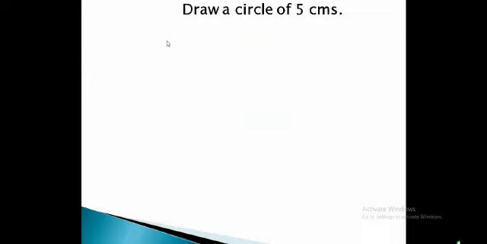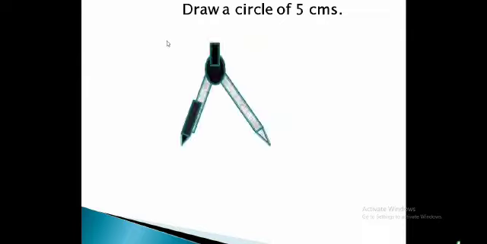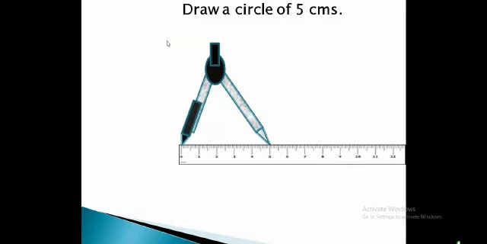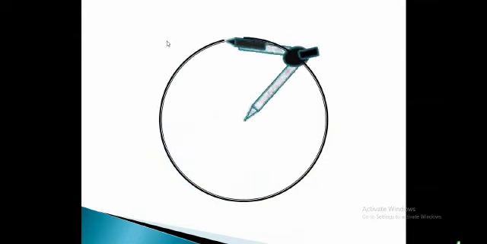Here we'll draw a circle of 5 centimeters. So first, take your compass, then keep your scale and measure, keeping one point on 0 and the other point on 5. Now when you have taken the measurement, remove the scale, and with the same measurement, without moving the arms of the compass, keep the metal point on the page, and then draw a circle. Now remove the compass.